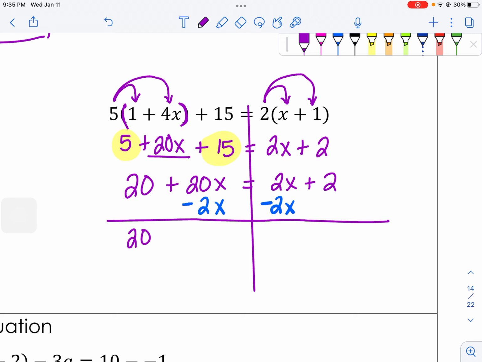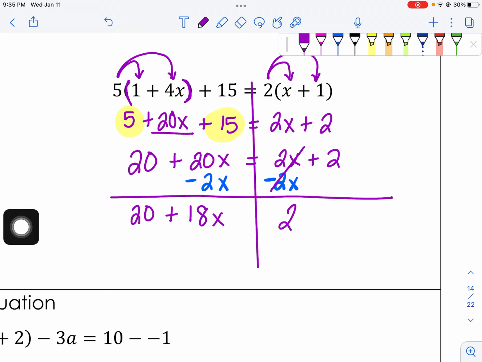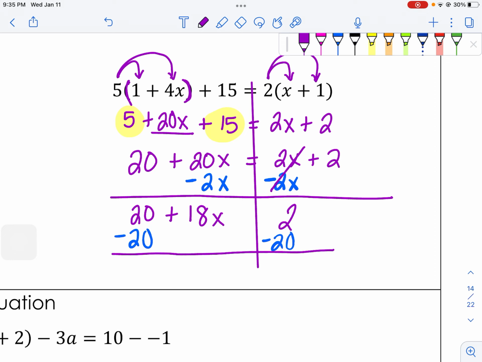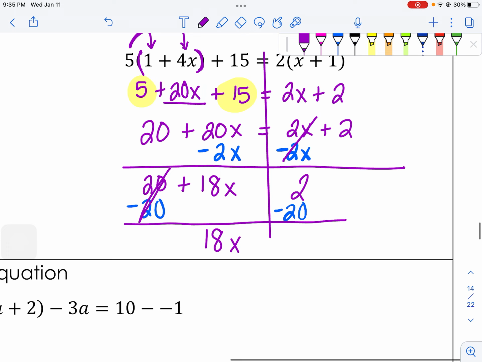So 20 minus 2x would be positive 18x. So I have 20 plus 18x. And then this is 0, so I have 2 left. Now I need to get the x term by itself. So I need to subtract 20 because I have a positive 20 on this side, plus 20. So I'm going to subtract 20. And I get 18x because 20 minus 20 is 0, and 0 plus 18x is 18x.